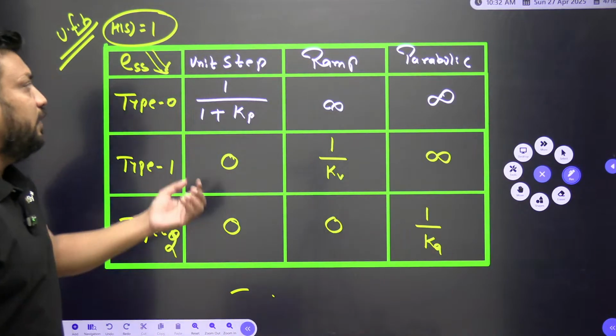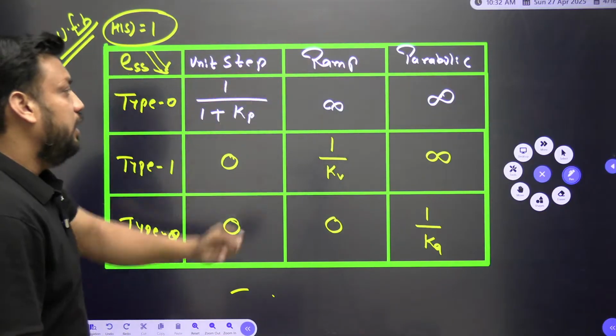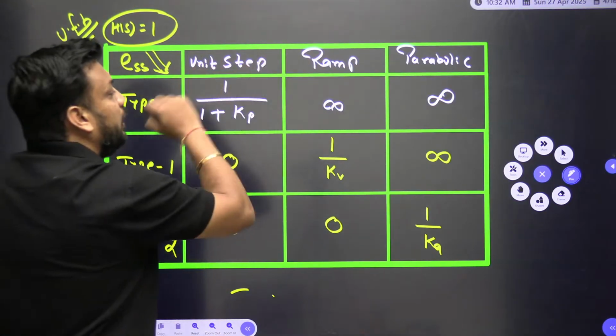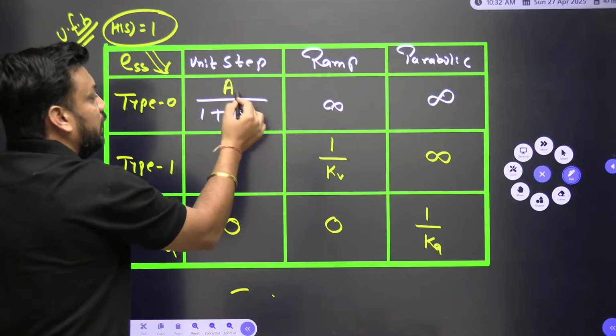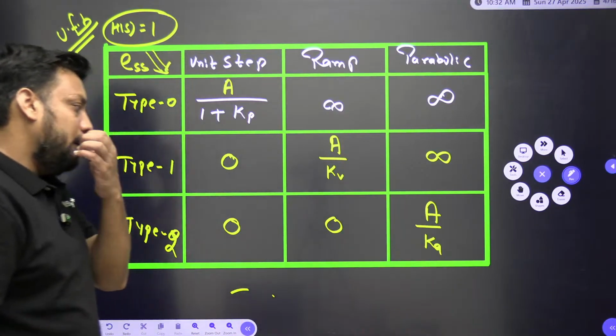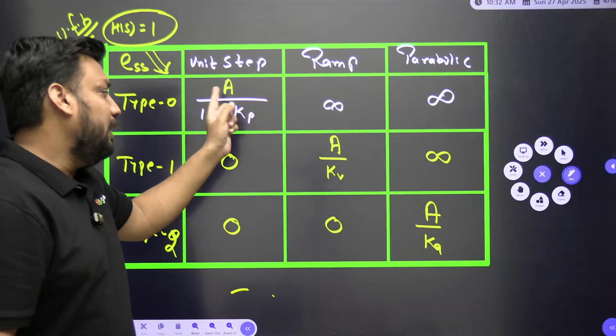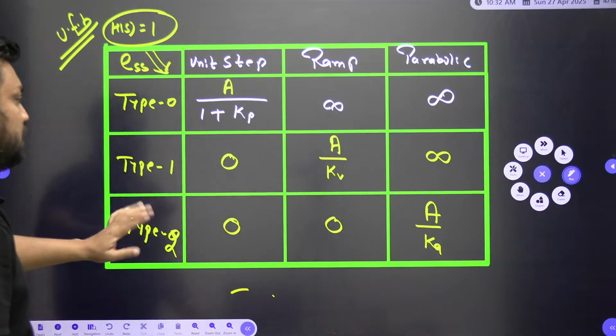Here we are considering unit step, unit ramp or unit parabolic. If we have some magnitude A, then the formula will be multiplied by A. Okay guys, if any constant value A is given to you as a multiple of the input, then that A will directly reflect in this table as well.